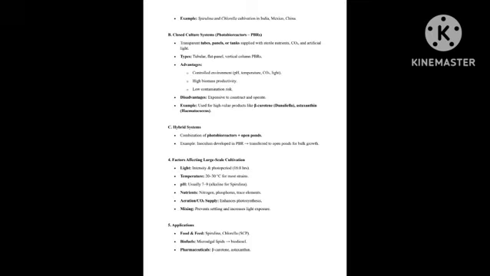And next, C, hybrid systems: combinations of photobioreactors and open ponds. For example, inoculum developed in photobioreactors is transferred to open ponds for bulk growth. And fourth, factors affecting large scale cultivation. Light: light intensity and photoperiod of 16 to 8 hours, and temperature maintained at 20 to 30 degrees centigrade for most strains.